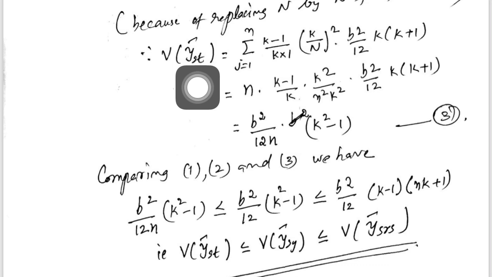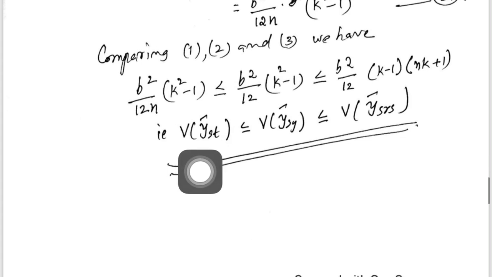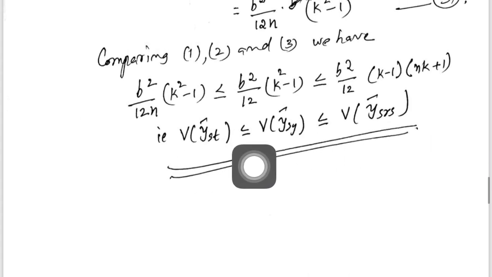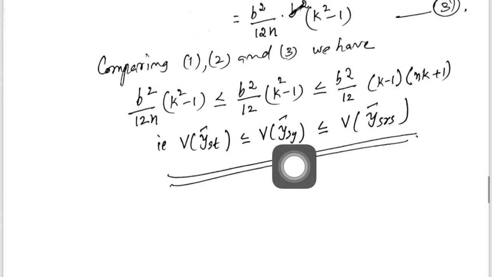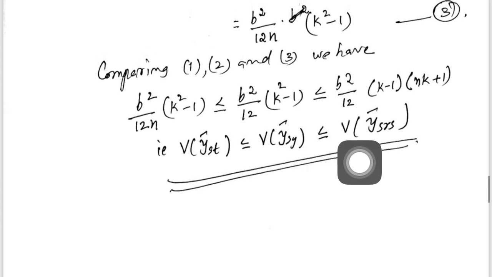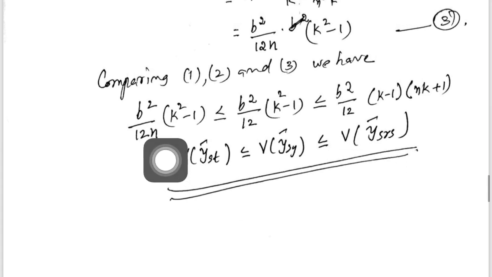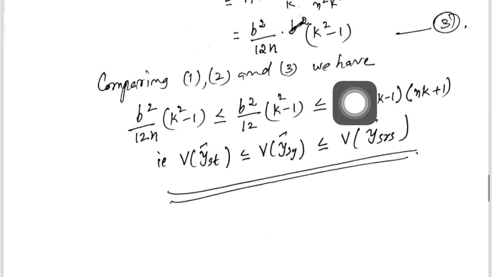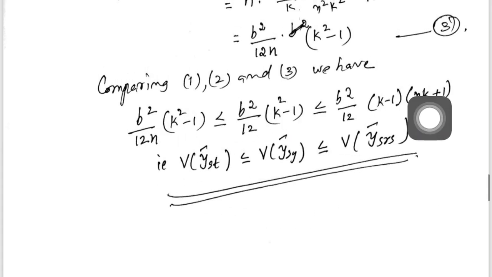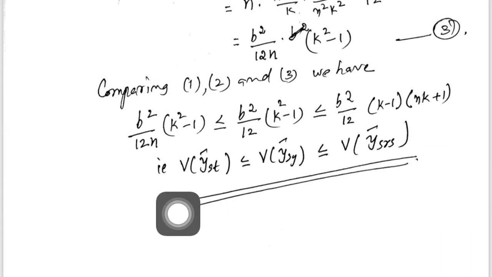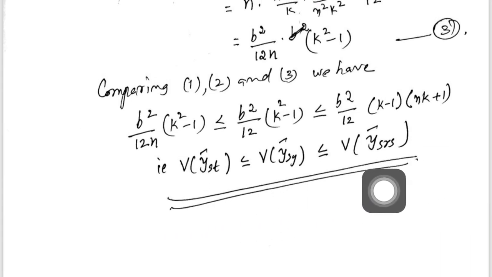So you will have a relationship between the variances of these three sampling procedures, and that is: the variance under y bar st is less than or equal to the variance under y bar sy, which is less than or equal to the variance under simple random sampling. This is also a very important relationship, and for your examination this question might have been always repeated. Okay, so you should care about this formula.